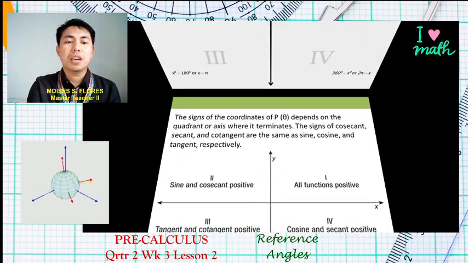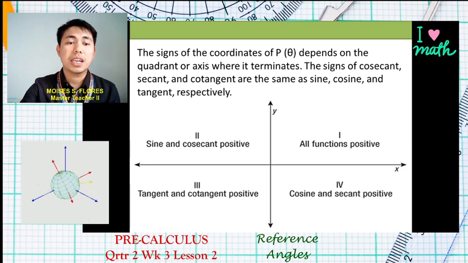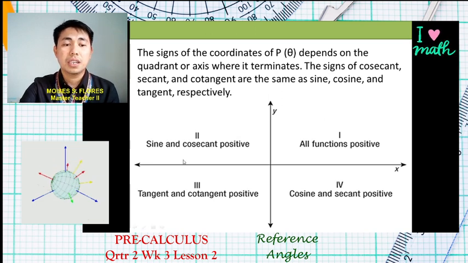So again, the signs of the coordinates of your point theta depend on the quadrant or axis where it terminates. The signs of cosecant, secant, and cotangent are the same as sine, cosine, and tangent respectively. As you notice on our Cartesian coordinate system, in quadrant 1 all functions are positive. Quadrant 2, sine and cosecant are positive. Quadrant 3, tangent and cotangent are positive. And quadrant 4, cosine and secant are positive.